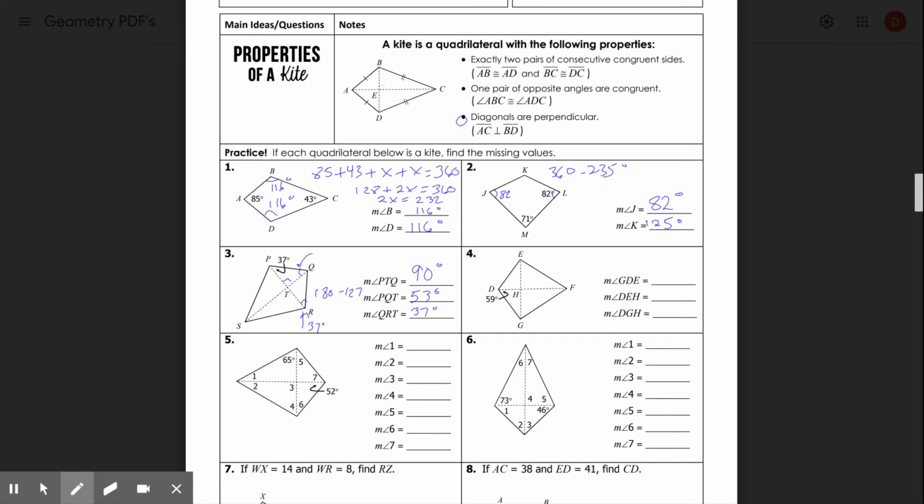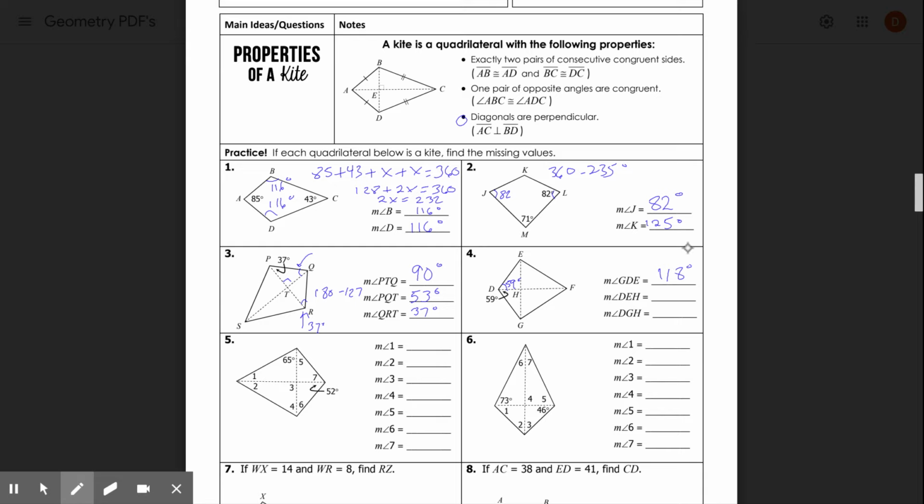Okay, so for number 4, we're looking for triangles and trying to figure out angles at this point because we know that these are perpendicular lines, those diagonals are. So for number 4, the measure of angle GDE, so that is this one. Well, we know that we have this little angle here as 59, so that is a bisector of this whole angle. So that means that this one is also 59, and we need to just add those two. So 59 and 59 is 118.